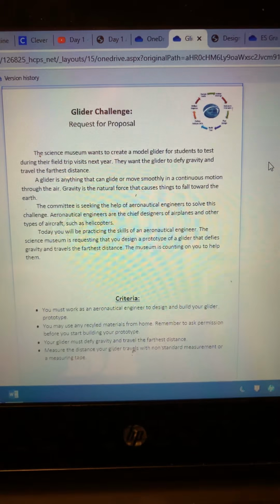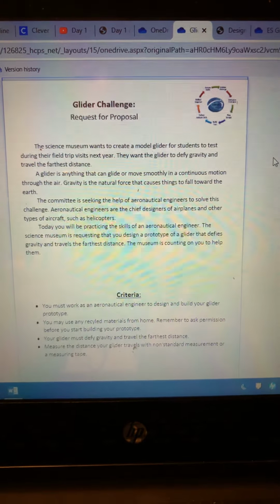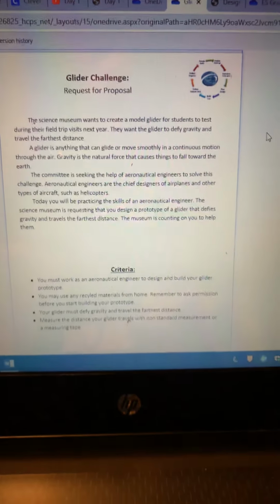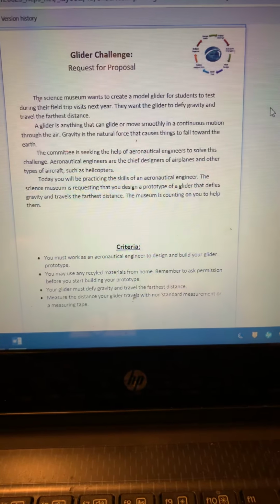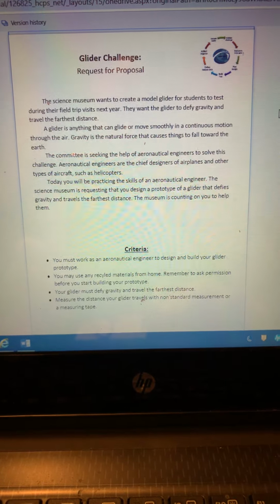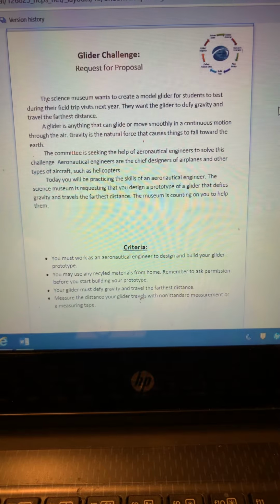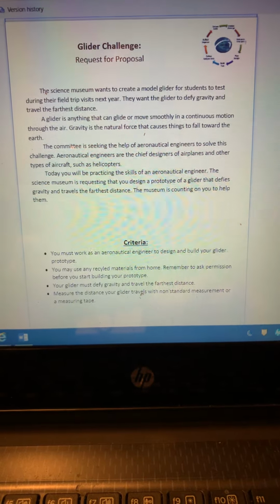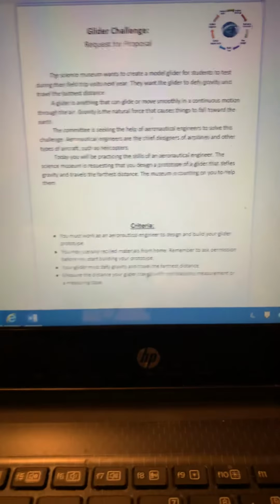The committee is seeking the help of an aeronautical engineer to solve this challenge. Aeronautical engineers are the chief designers of airplanes and other types of aircraft, such as helicopters. Today you'll be practicing the skills of an aeronautical engineer. The Science Museum is requesting that you design a prototype of a glider that defies gravity and travels the farthest distance. The museum is counting on you to help them.